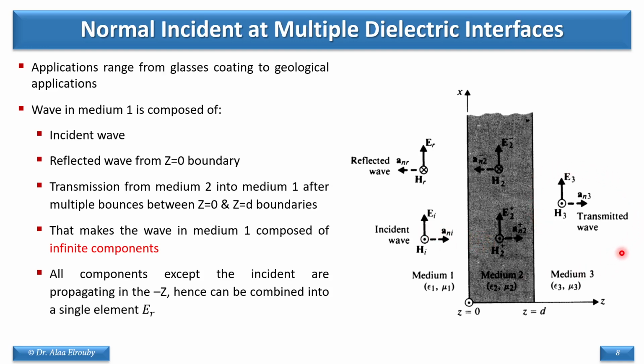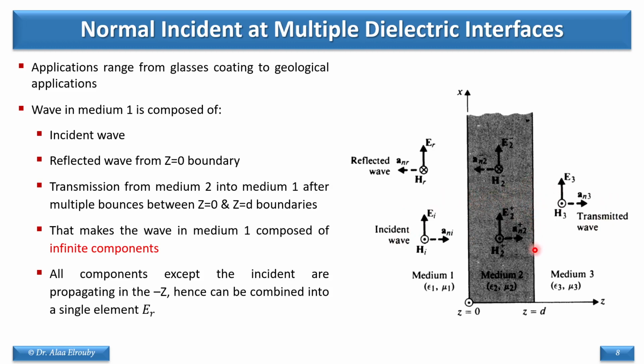So the waves that exist in each media here are an infinite series of waves. Here we have the incident wave, then we have the reflected wave, then a wave that is transmitted, reflected, transmitted. So a third component: the wave that is reflected here for the second time will go and reflect here for the second time, come back and transmit back for the second time. So there is multiple reflection back and forth between those two interfaces.